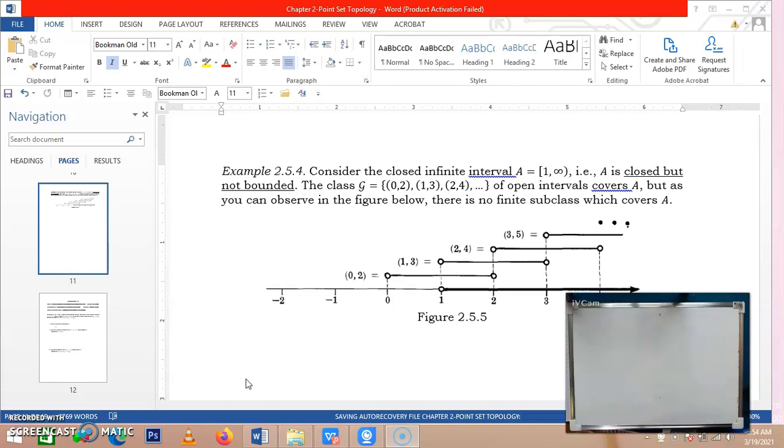So that's how important the closed and bounded concepts are for a given set if you want to get the finite subclass. That's all about the Heine-Borel Theorem.